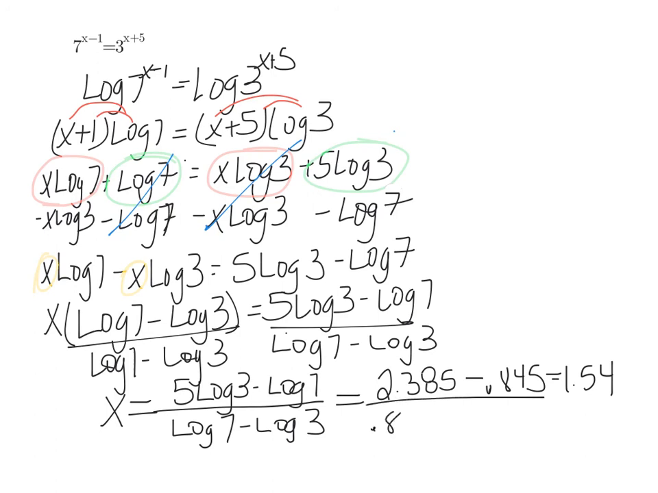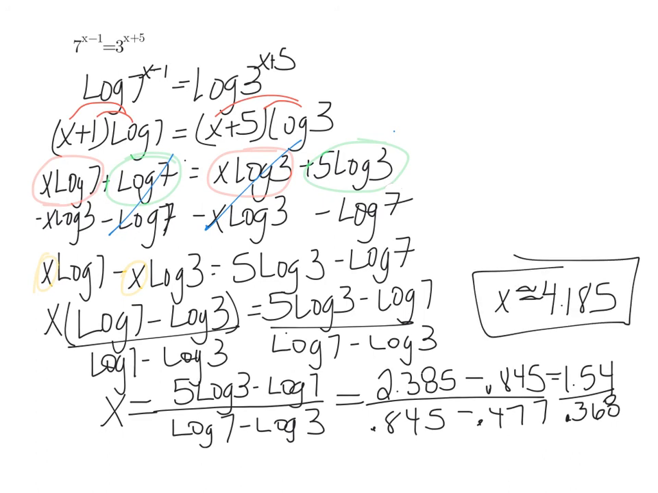And then let's see what the denominator is. Well, 0.845, because that was the log 7 from the numerator. And the log of 3 is 0.477. 0.845 minus 0.477. If you're using a cell phone calculator, I highly recommend doing it step by step like this so that you make sure you get the right answer out of there. So 1.54 divided by 0.368. And we get, I'll write it, x equals 4.185, approximately 4.185.